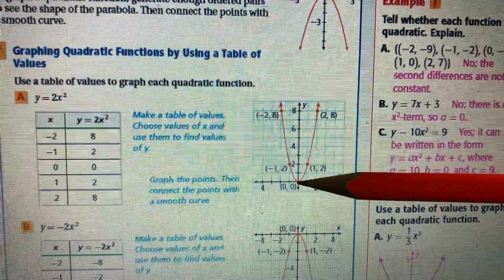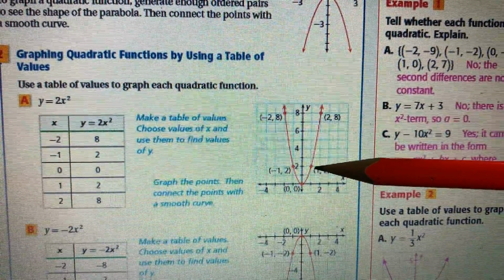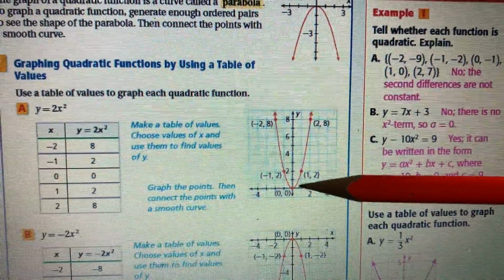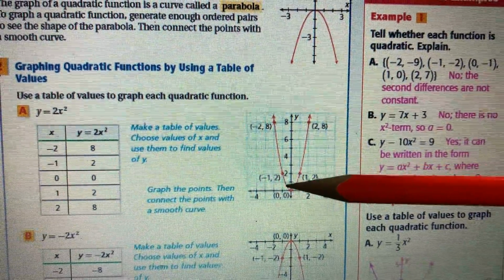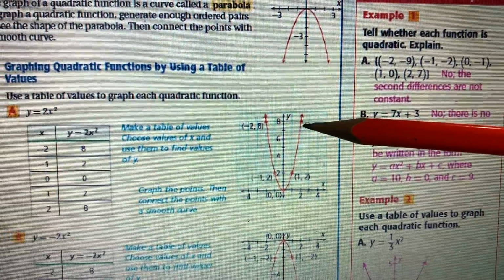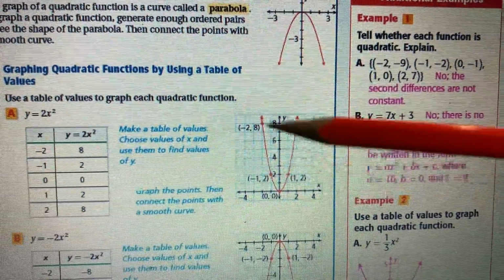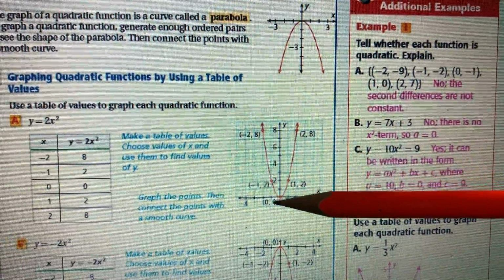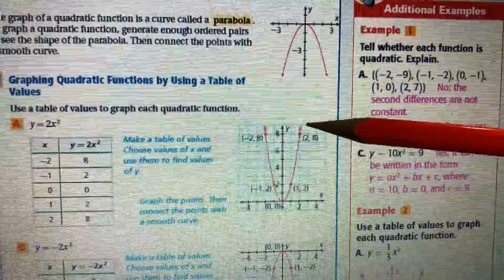0, 0 will be over here. 1, 2 will be this point. You're going to move 1 on the x and 2 up on the y. And then you're going to move 2 on the x and 8 up on the y. Once you have plotted your points, you're going to trace a line joining the points.